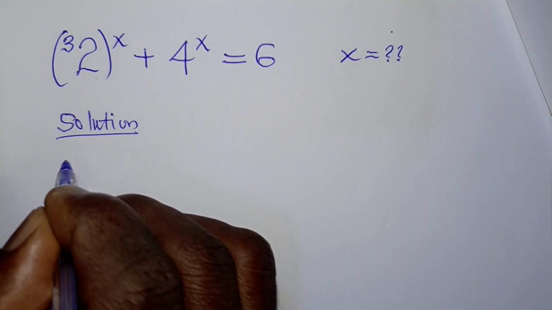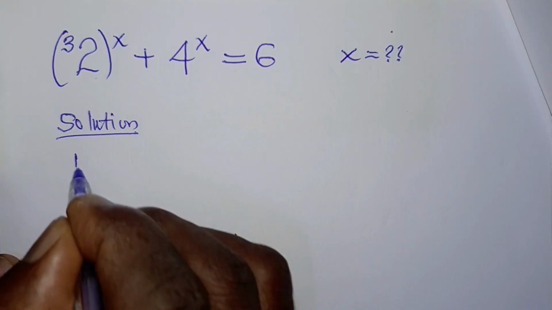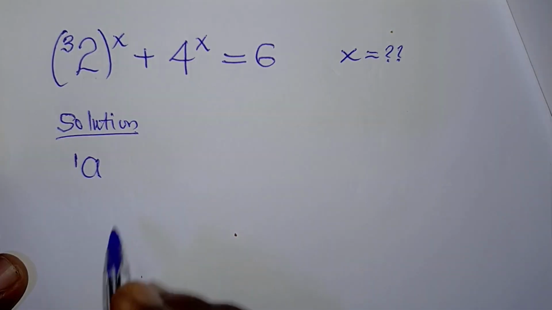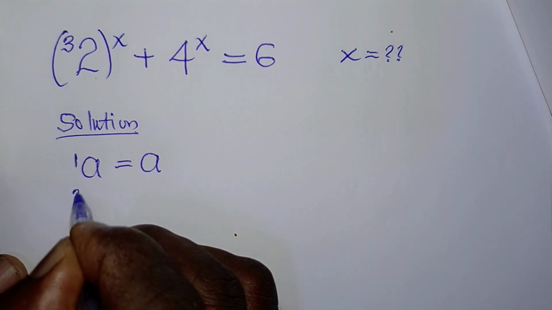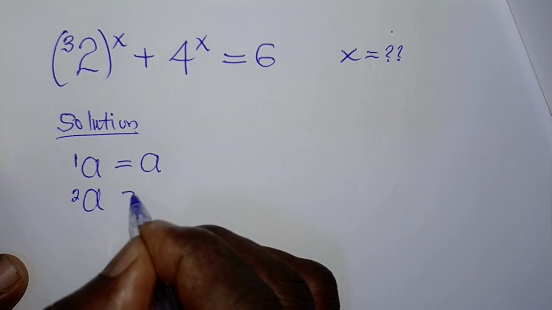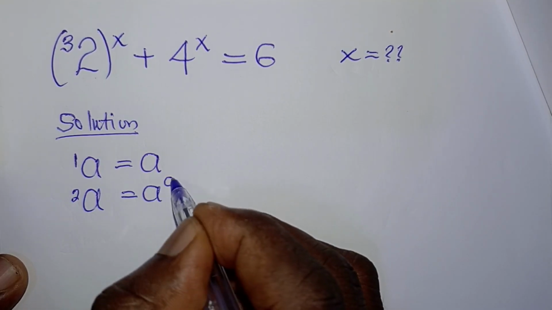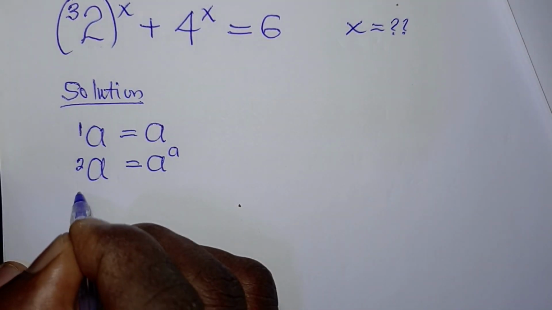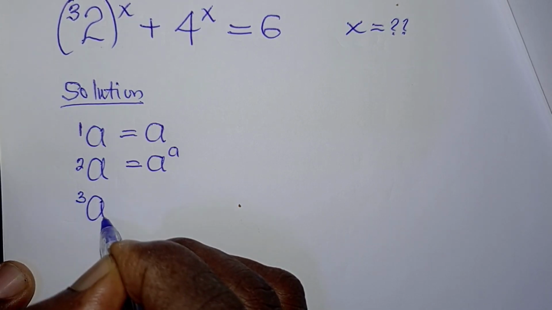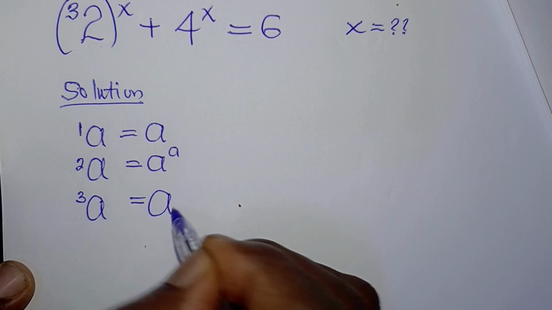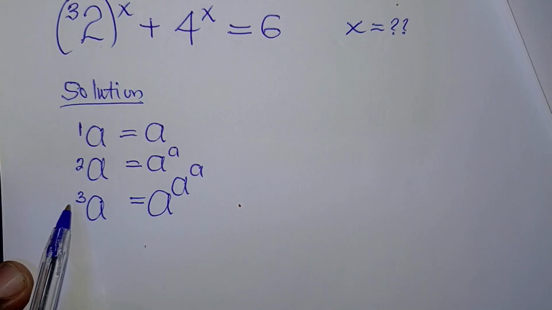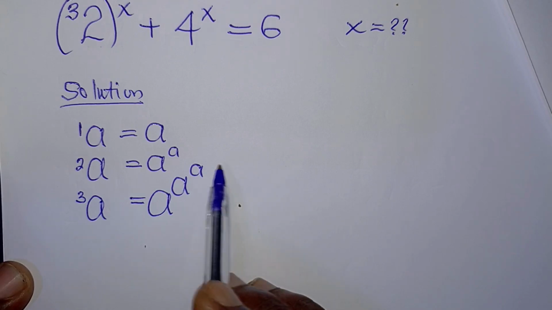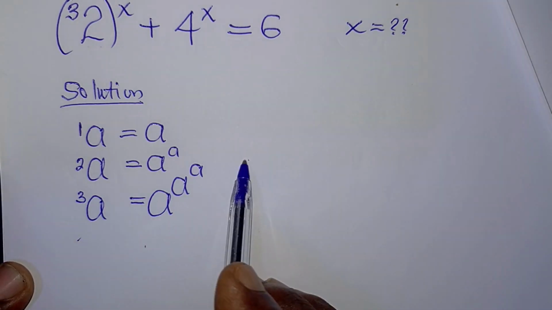So if you have a height of 1, the base a is going to give us a. But if you have a height of 2 with a base of a, you are going to have a raised to the power a. And if you have a height of 3 to the base of a, you are going to have a raised to the power a raised to the power a. So what it simply means is that if the height is 3, you are going to have about 3 layers. If the height is 4, you are going to have about 4 layers.